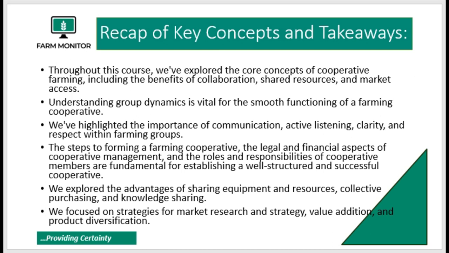In Module 4, we explored the advantages of sharing equipment and resources, collective purchasing, and knowledge sharing. These aspects are integral to optimizing efficiency and reducing costs. We focused on strategies for market research and strategy in Module 5. We looked at value addition and product diversification. These strategies are key to expanding market reach and increasing the profitability of the group.